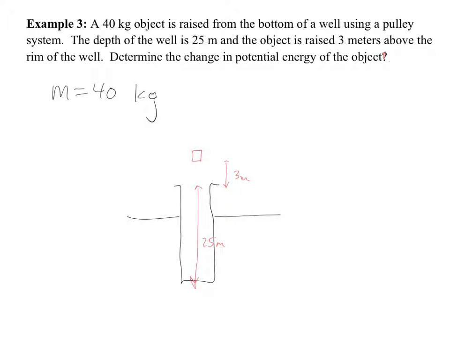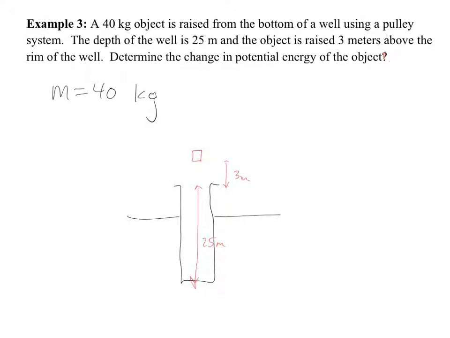The depth of the well is 25 meters, and it's raised 3 meters above, maybe with a pulley crank system. And the question is, how much change is there in the potential energy of the object? So this is the kind of problem I'm talking about now. What is ground level in this problem? Because clearly I see the ground, right? And I did it on purpose. But that's not ground level. Where does it all begin in this problem?